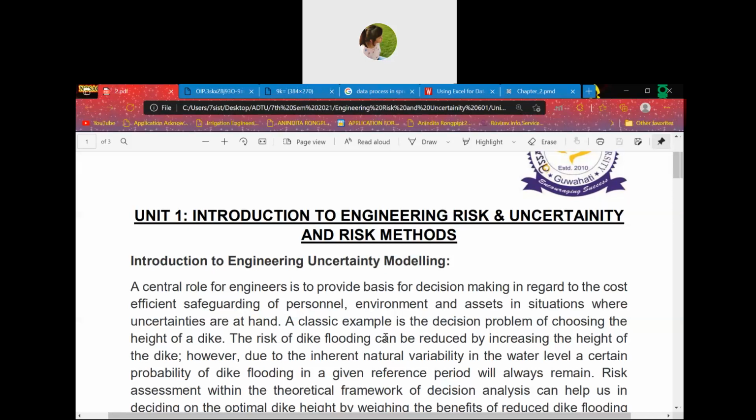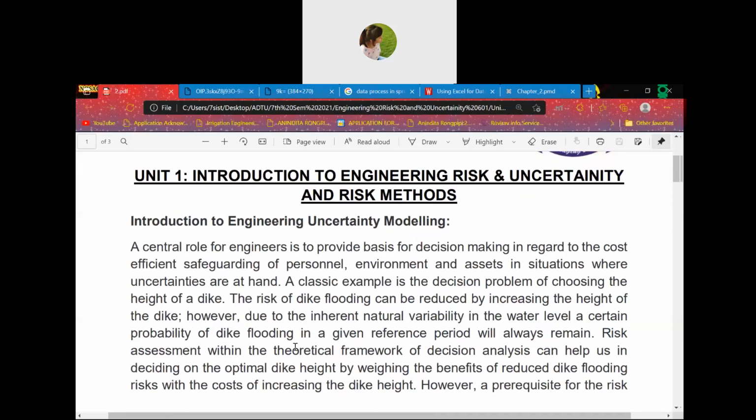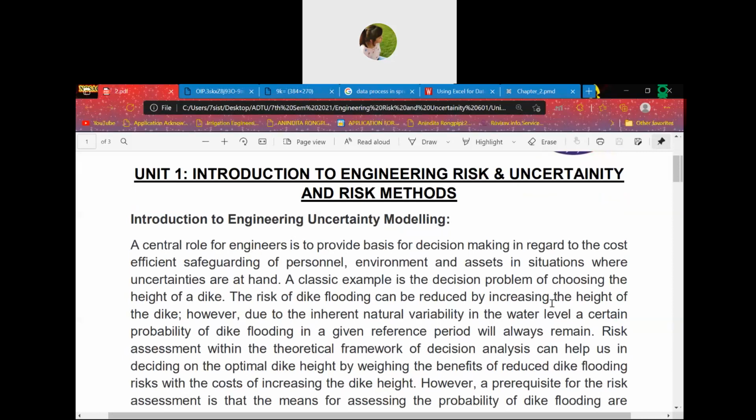We'll discuss that. The risk of dike flooding can be reduced, as I mentioned, by increasing the height of the dike. However, due to the inherent natural variability in the water level, a certain probability of dike flooding in a given reference period will always remain. So different rivers or different free flowing flows have different water levels. Obviously if the water levels are different, the variability or the probability of flooding is also different, but the reference period, that is the period of the flood, will always remain the same.